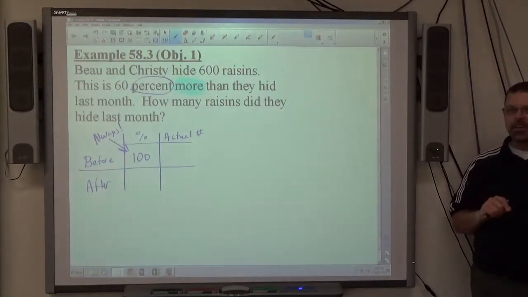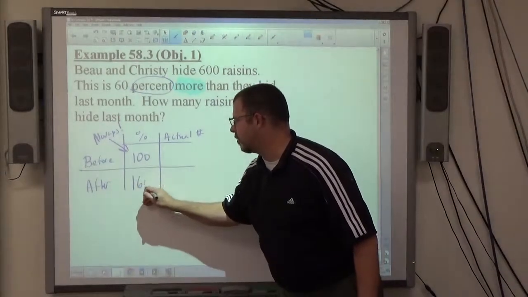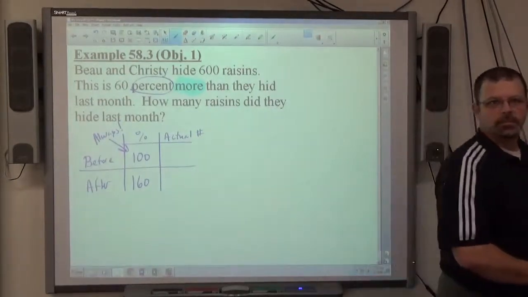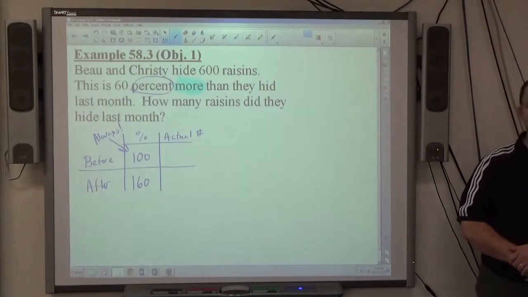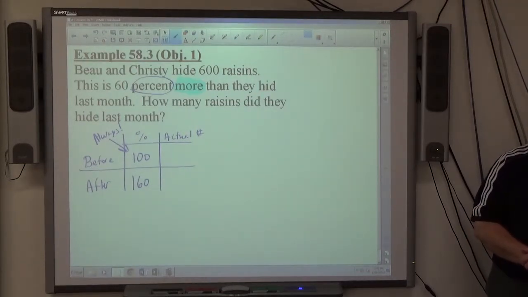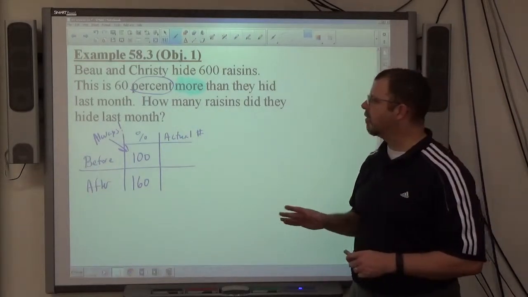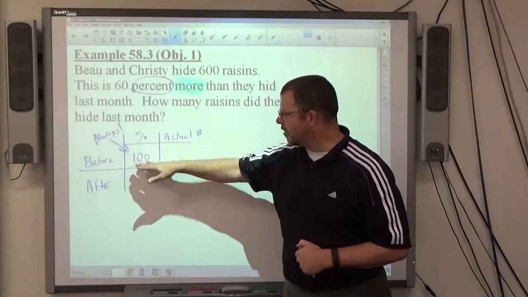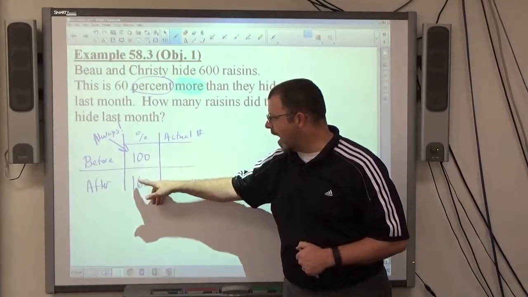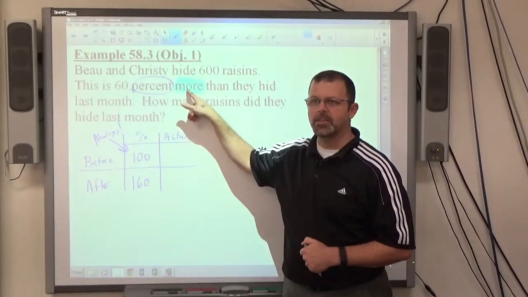The after is 60% more. So after is going to be 160%. I add 60% to 100 because it's more. All right? If it said 60% less, it would have been 40 for after because I would take 60% away from 100. So be careful of that. Percent more, percent less. It's going to be 100 to start off with. The after is going to be affected by this much. More is add, less is subtract from 100.